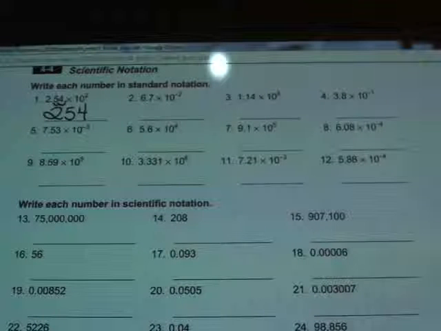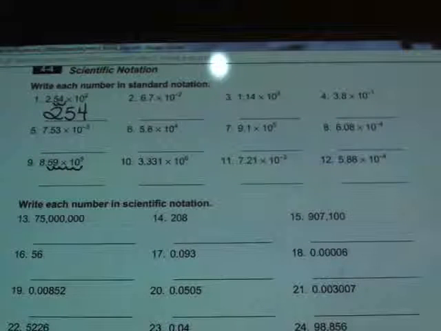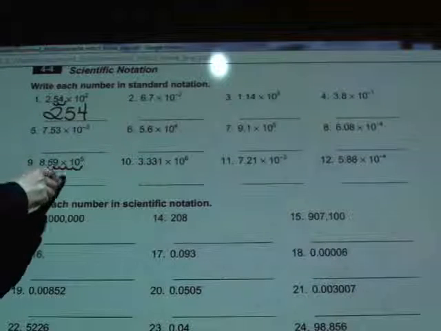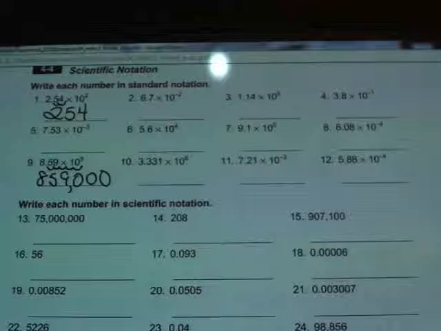We can do that again in number 9, 8.59 times 10 to the 5th. Since the exponent is 5, to come up with the number in standard notation, I'm going to move the decimal 5 times to the right. Now, as you can see, what's different about question 9 is those last 3 jumps were all empty jumps. Empty jumps in scientific notation always fill in with zeros. So I'm going to add 3 zeros there to fill in those empty jumps. And when I do that, I get 859,000.